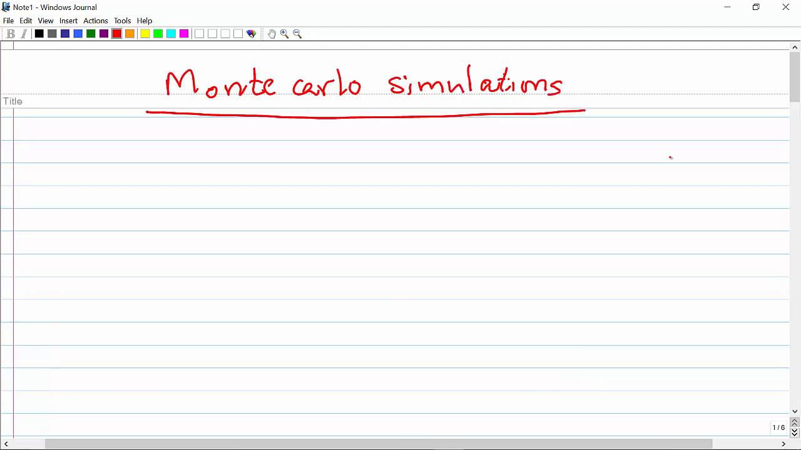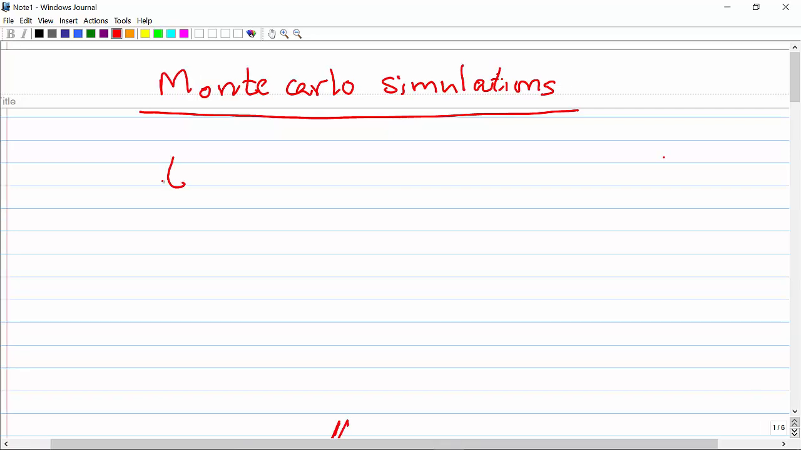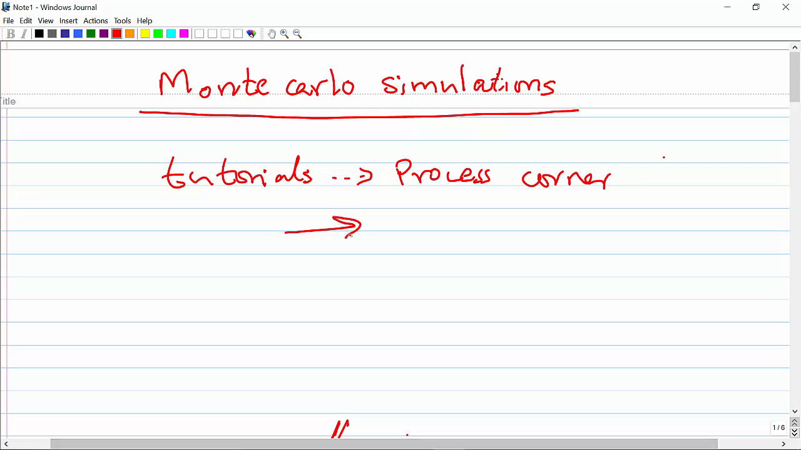Earlier in this tutorial series, we discussed process corner simulations. So this is a continuation of process corner. If you want to understand exactly what the Monte Carlo simulation is, please go through the tutorials on process corner simulation. You can see the links here and here for the process corner simulation.